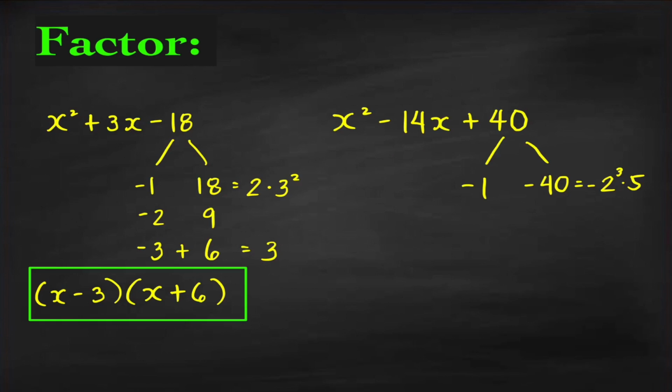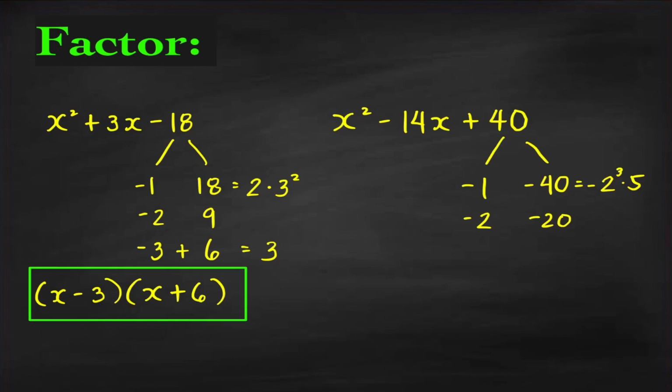So again, now we pull out some factors of negative 40. If we pull out one copy of 2 here, we have to multiply that to negative 1, so we can write it as negative 2. Of course, the remaining factor here will be negative 20. And as you can see, negative 2 times negative 20 is positive 40. What is their sum? It is negative 22, which is not equal to negative 14.